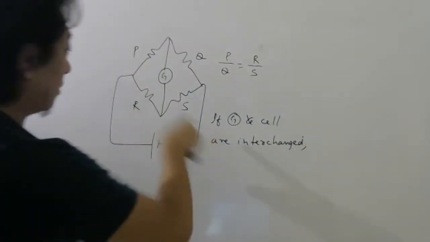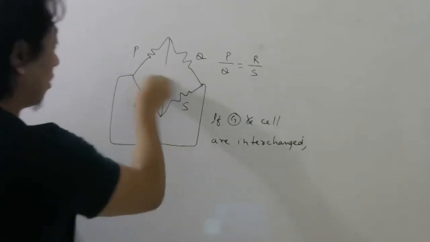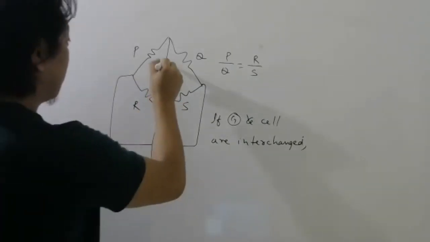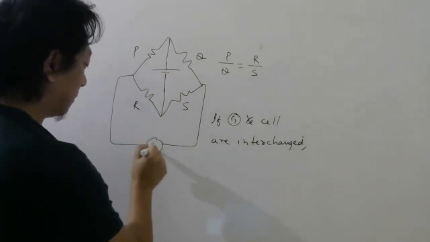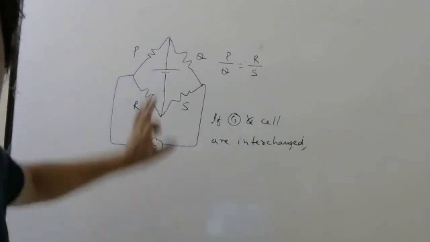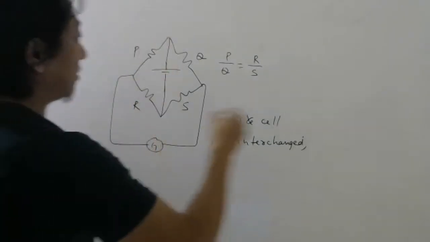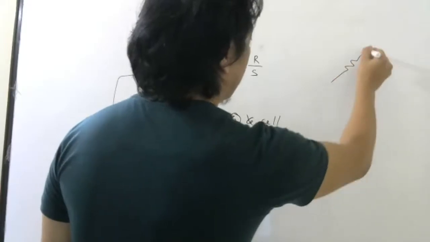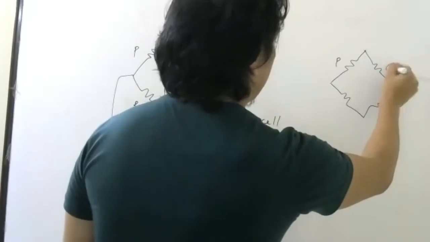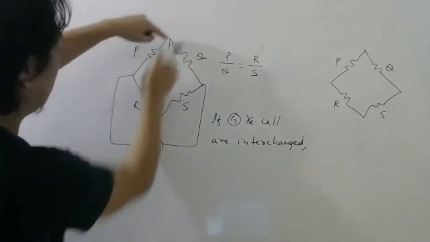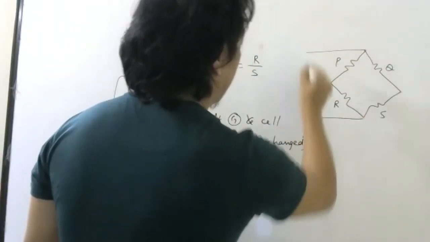Now what they are saying, these two are interchanged. So now here you have to put the battery and here the galvanometer. So this is what they are saying, interchange. Now after interchanging, you can redraw the diagram like this, PQRS, right? You can bring this battery here because this is just wire, so I can show the wire here also. It is the same thing.